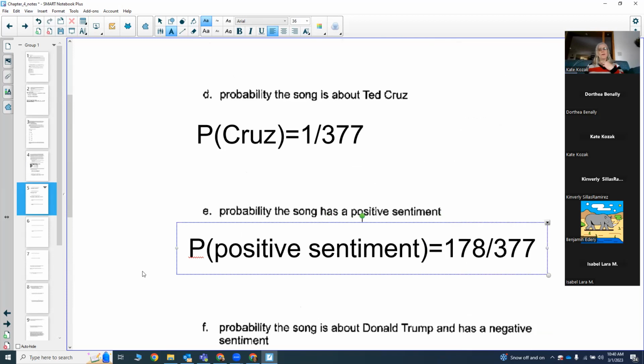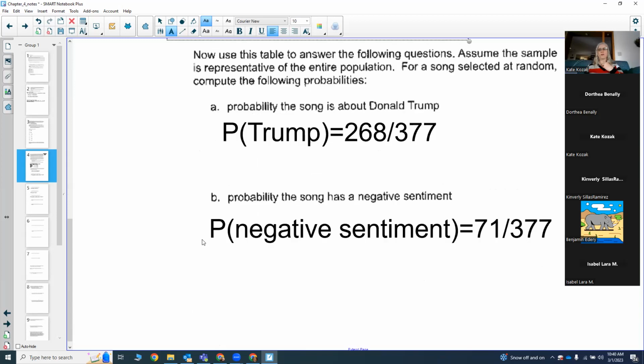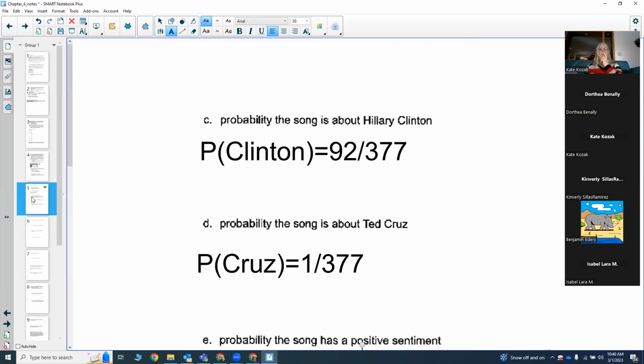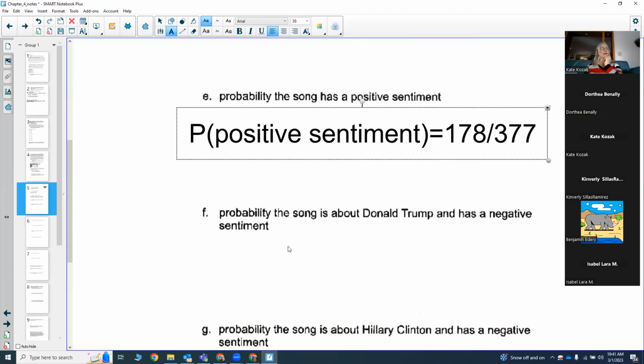So is it more likely that they're positive or negative? So looking at my negative one, which one's more likely, negative or positive? Positive. Yeah, positive is way more likely because the probability is higher. Again, I don't reduce these. I don't really make them into decimals. I just leave them as they are.